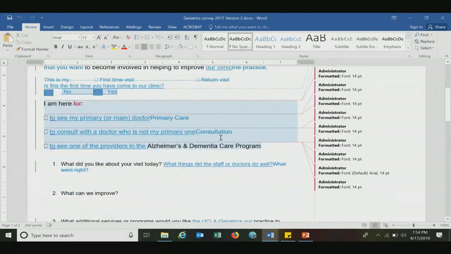And then people don't know the difference between primary care and consultation. So I'm here to see my primary or main doctor, or to consult with a doctor who is not my primary one. Just makes it a little bit clearer. And to see one of the providers in the Alzheimer's dementia care program. That's why they're there. They're not there for the ADCP program. They're there to see a provider. Okay.